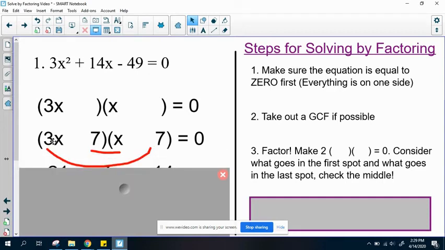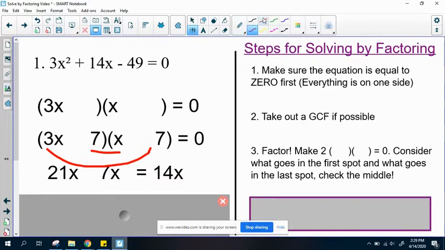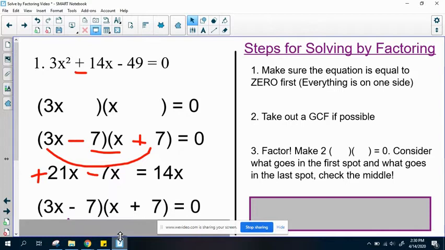I'm going to check my loops. 3 times 7 is going to be 21x, and 7 times 1 is going to be 7x, and I'm trying to get 14. So I want a plus 14, which means I want the bigger number to be positive and the smaller number to be negative. The 21 came from 3 times 7, so this has to be the plus and that has to be the minus, which is what I got.